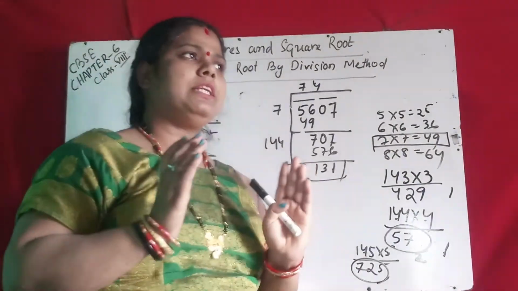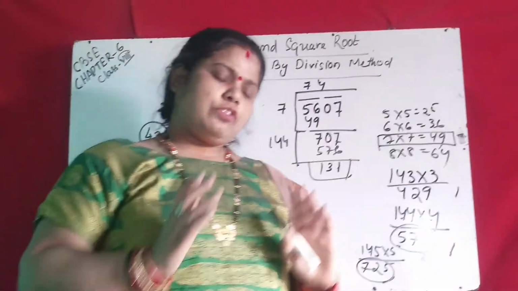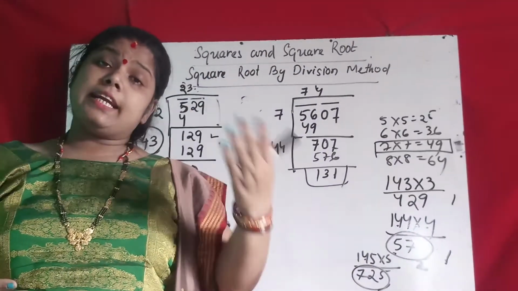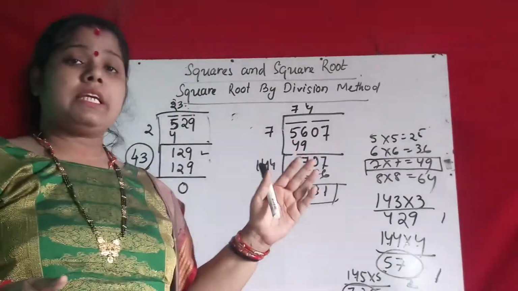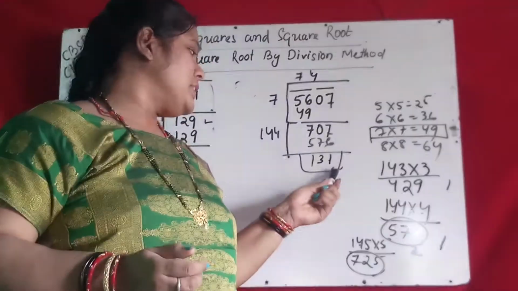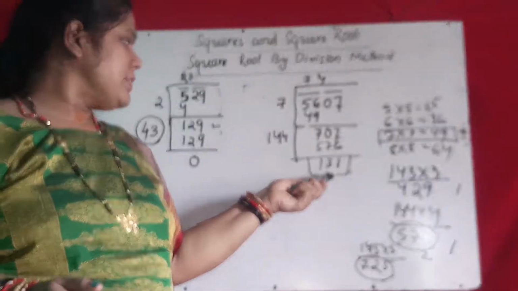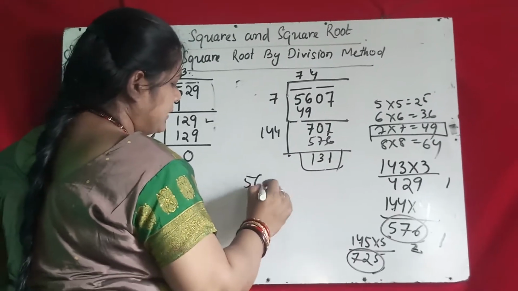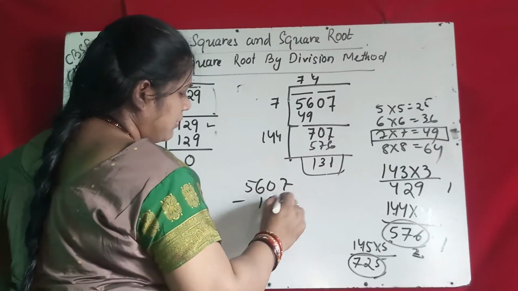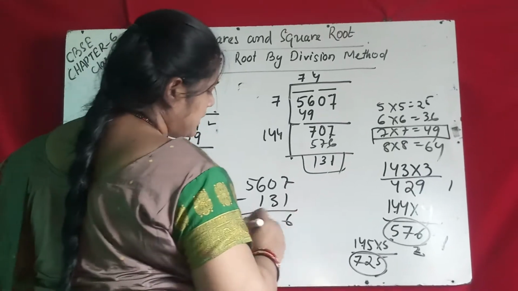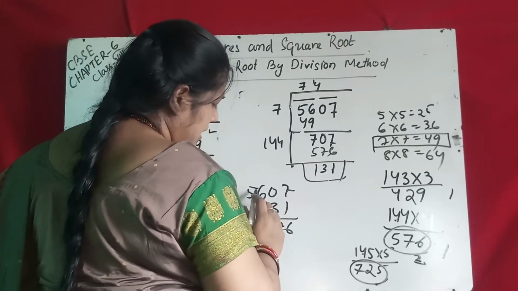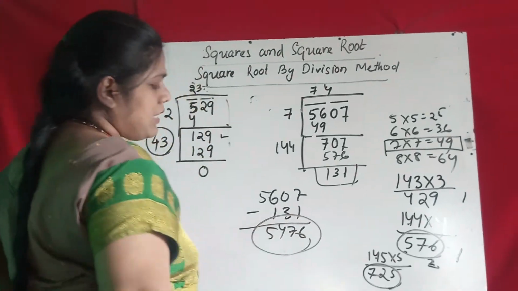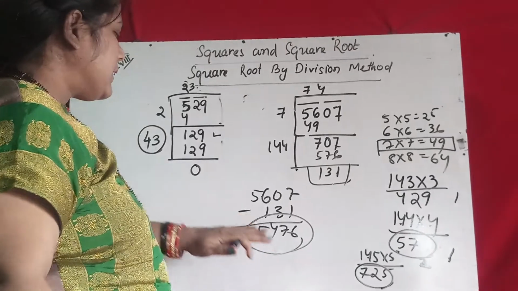One number will be given. What number is subtracted from that given number to make a perfect square, or what number is added to the given number to make it a perfect square also. So it is the remainder. Remainder means you must subtract it from this. So 5607 minus 131: 7 minus 1 is 6, 0 minus 3... 5476 is a perfect square. Suppose it is subtracted.